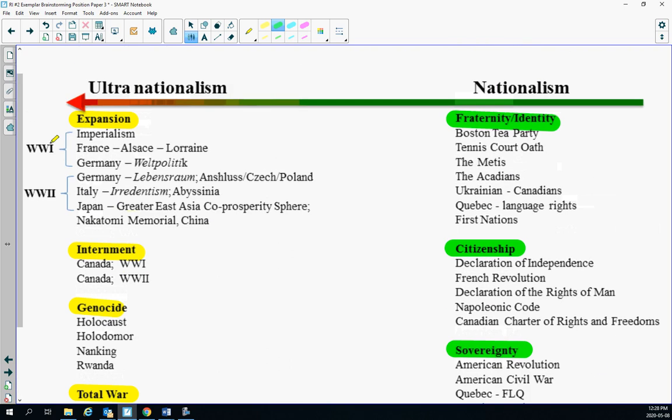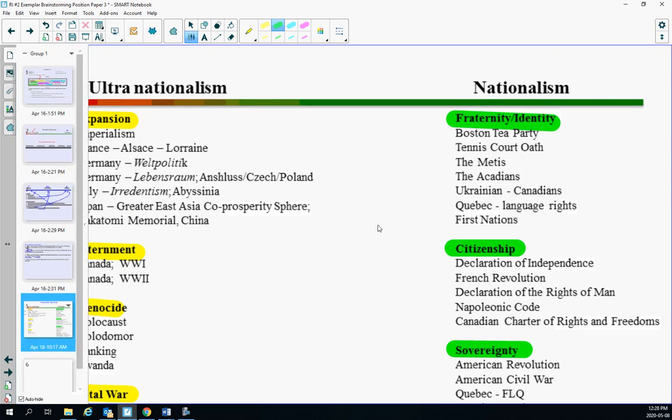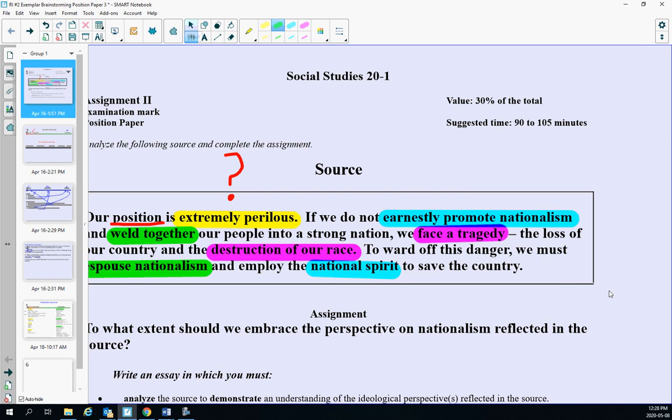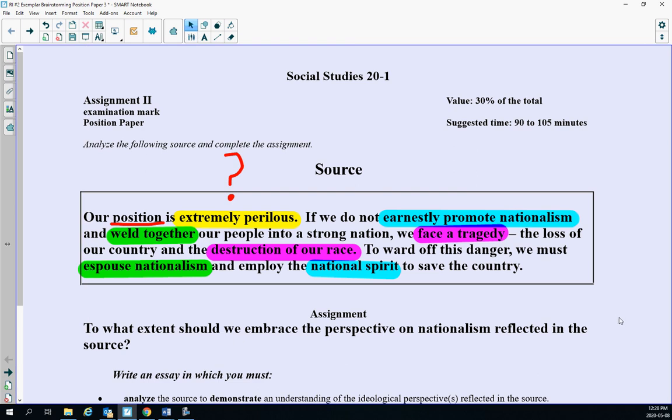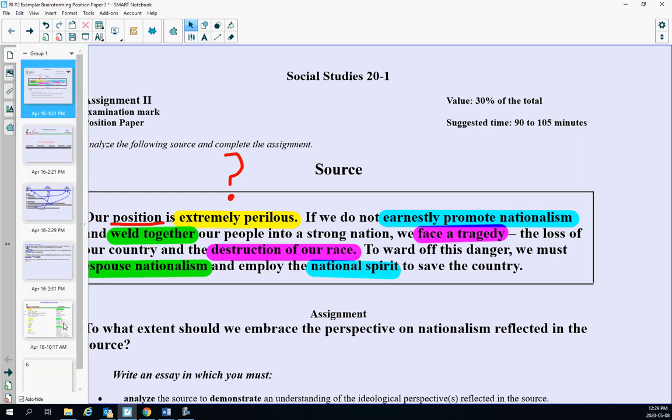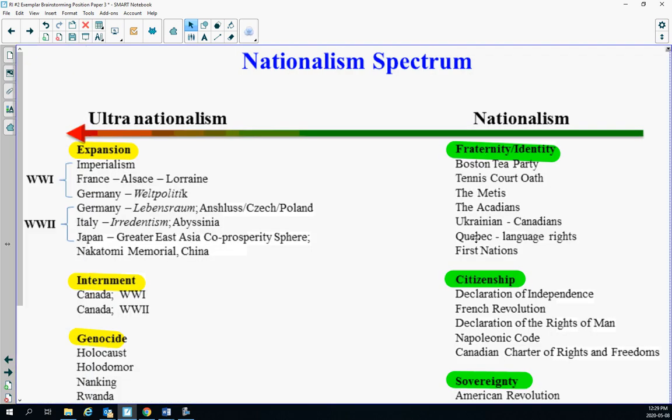And so this also might help you with your response to the source. If we go back to that source now, where is it here? Okay, so this guy's promoting nationalism. He's actually promoting ultranationalism. Your response might be, well, yeah, we should promote nationalism to a degree, because with a degree of nationalism, within moderate levels, we would get these good things. But if we go too far and all we pursue is ultranationalism, then we're going to have these bad things.